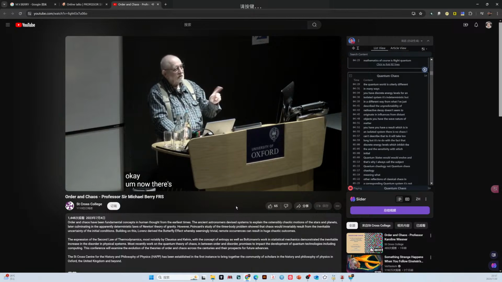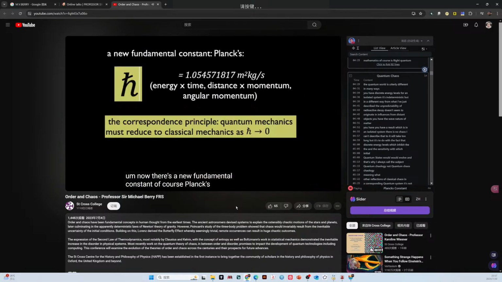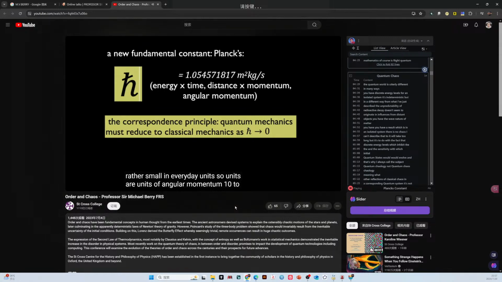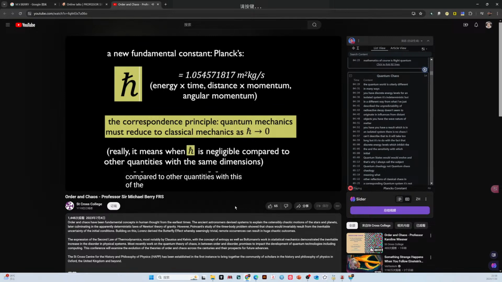Okay. Now, there's a fundamental constant, of course, Planck's constant, usually written like this. It's rather small in everyday units. The units are units of angular momentum, 10 to the minus 30-something, very tiny. Now, we have the correspondence principle. Quantum mechanics must reduce to classical mechanics in the limit when Planck's constant is negligible. Zero, we call it, negligible compared to other quantities of the same type.